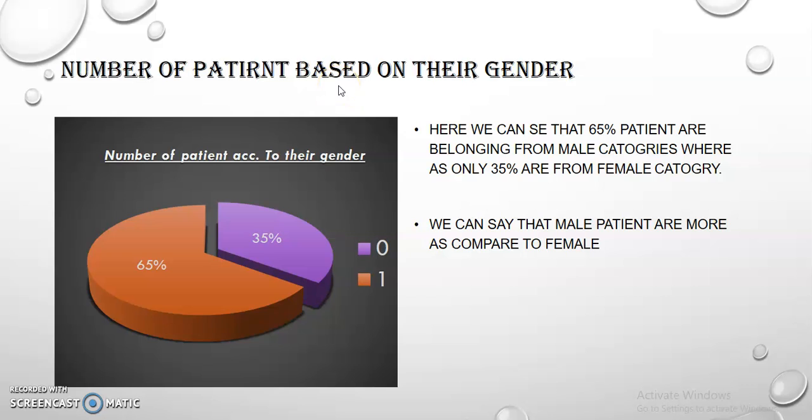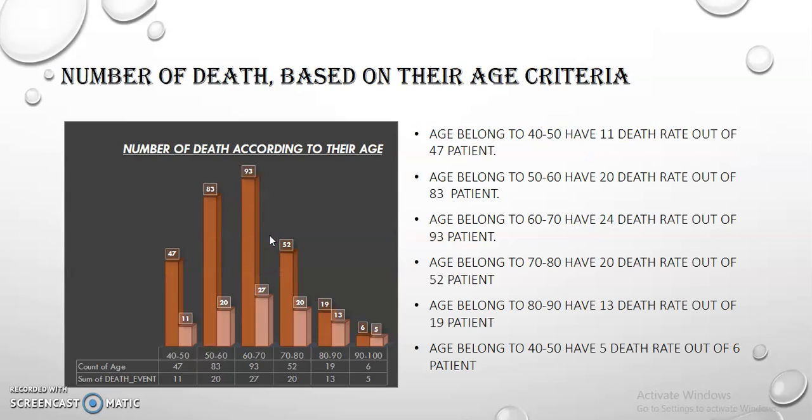Second question is number of patients based on their gender. We can clearly see that 0 is for female and 1 is for male. 65% of people belong to the male criteria, and 35% belong to the female criteria.